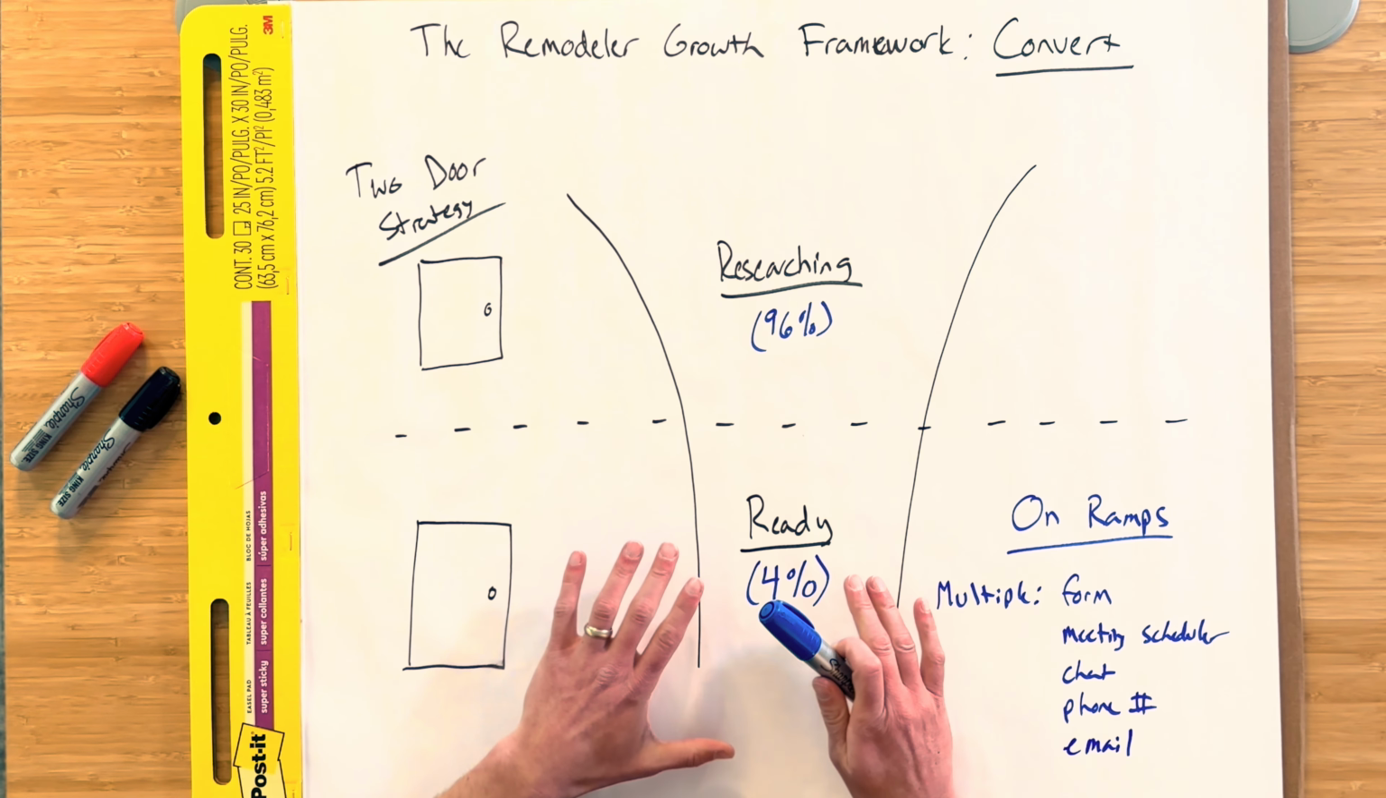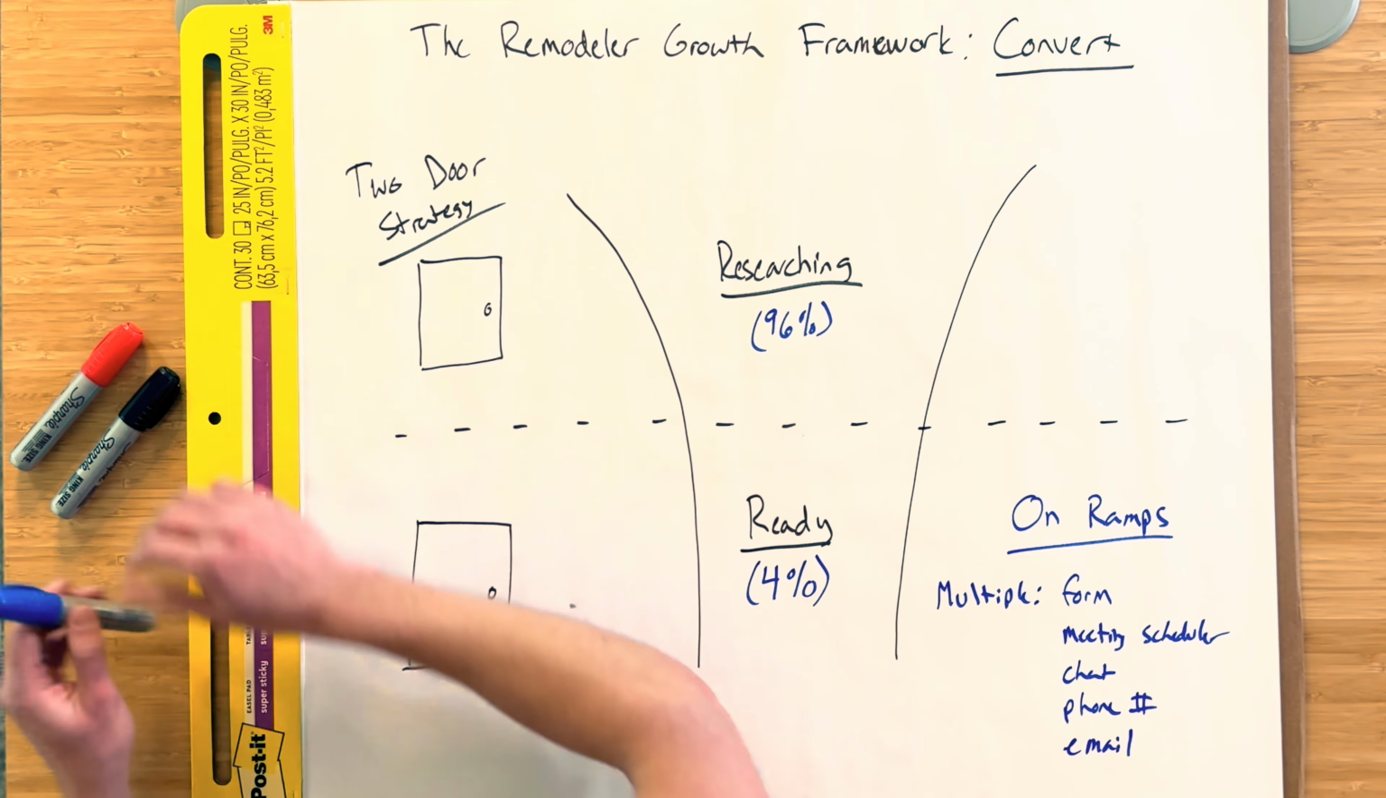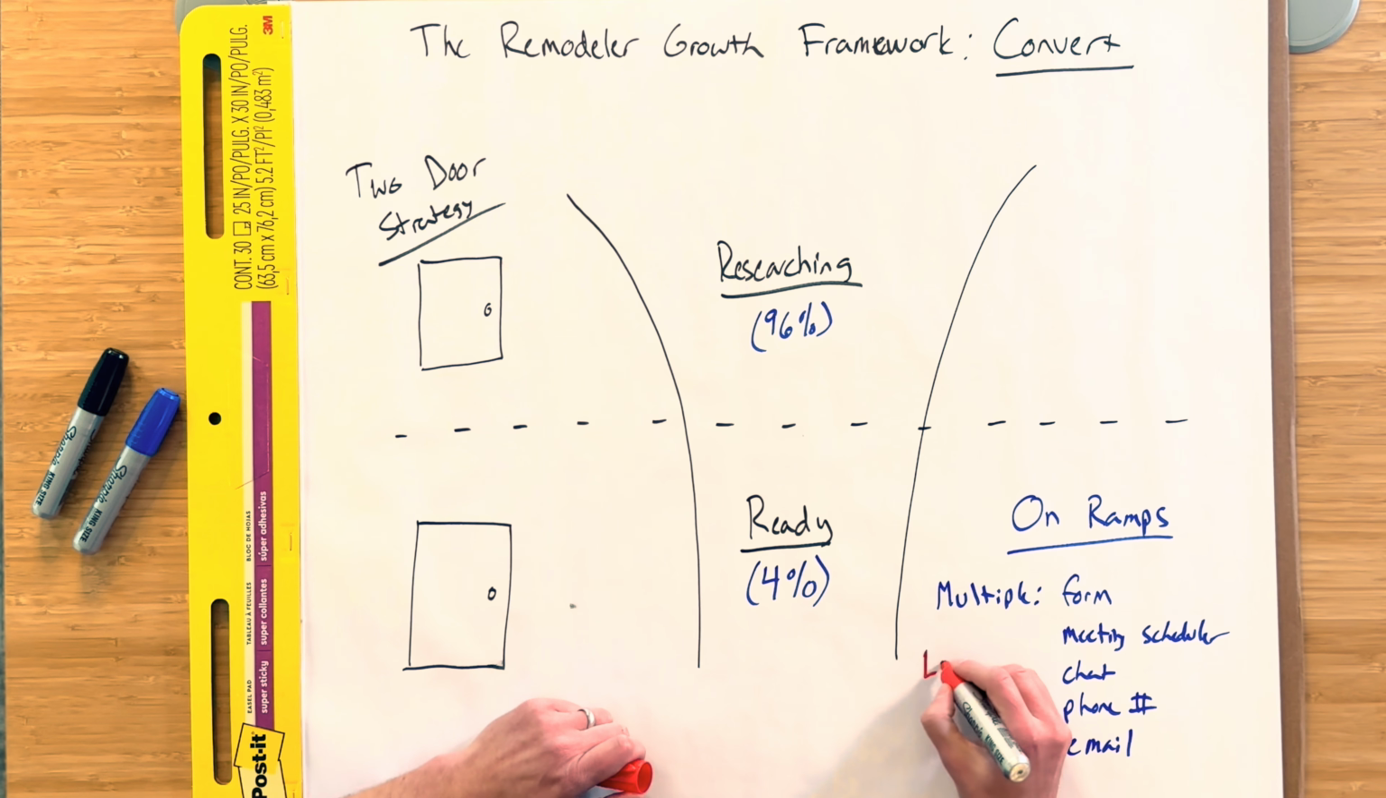So that's for the 4% of the market. They're ready to buy now. They're pretty familiar with all of these ways. If they'd rather chat, cool, that makes it easier for them. If they'd rather just fill out a form and have you get back to them, cool, that makes it easy, and so on. So we give them multiple options. The key here is we want this to be low friction.